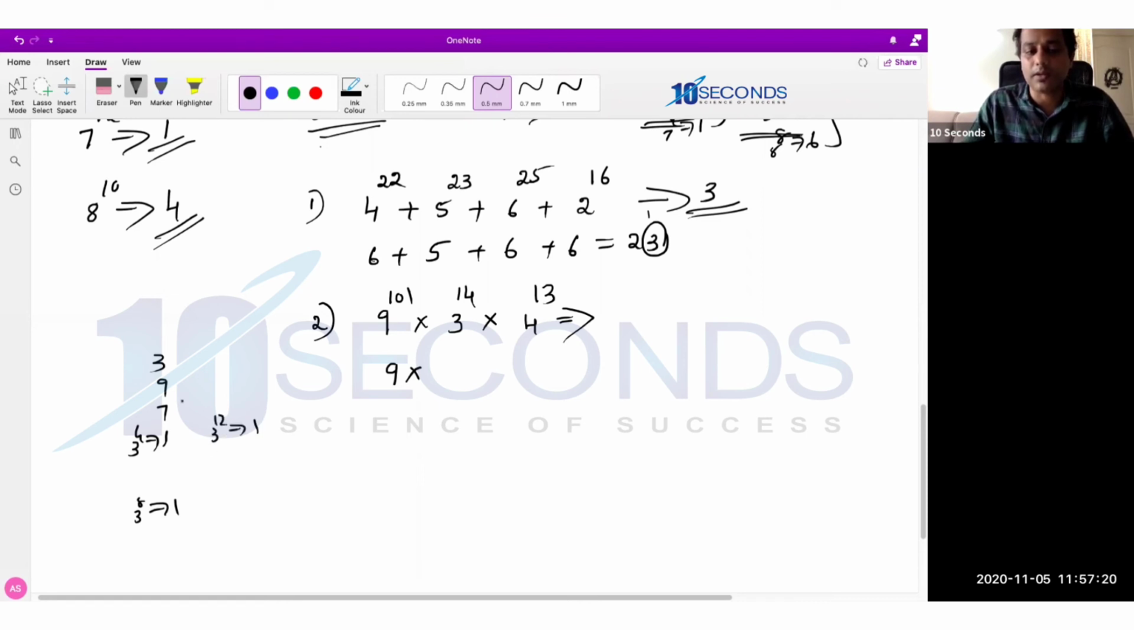3 power 13 ends with 3. 3 power 14 ends with 9. And what is the 4 series? Either 4 or 6. Odd power is 4, even power is 6. So 4 power 13 ends with 4.